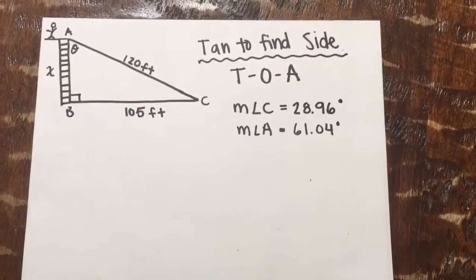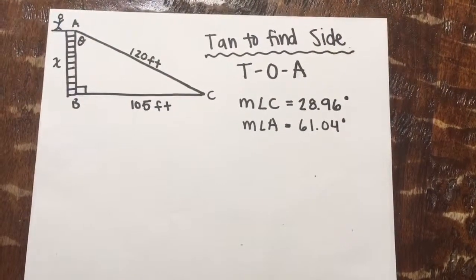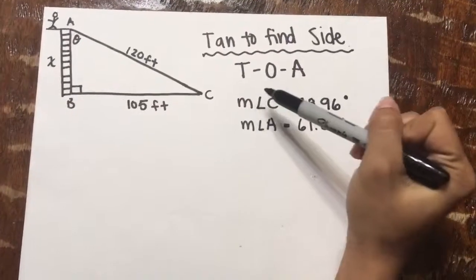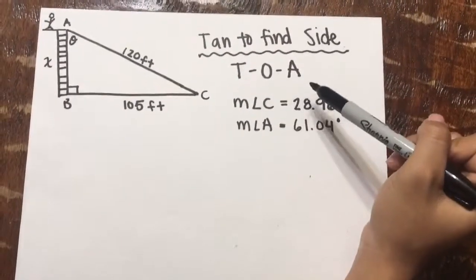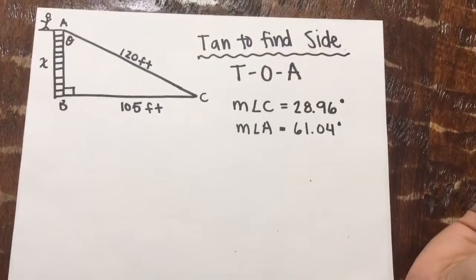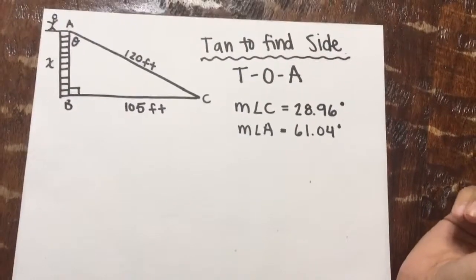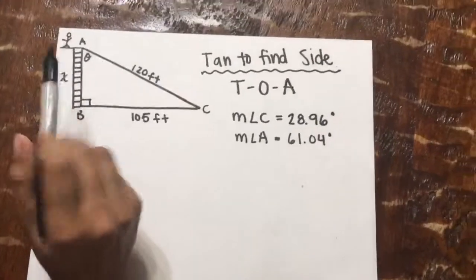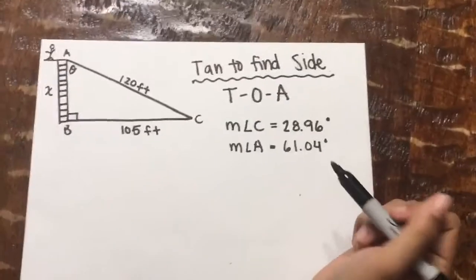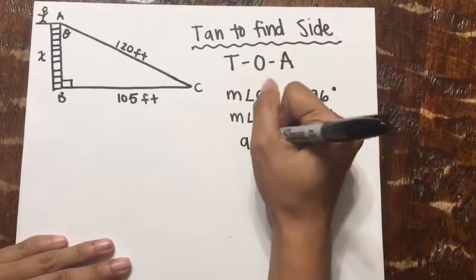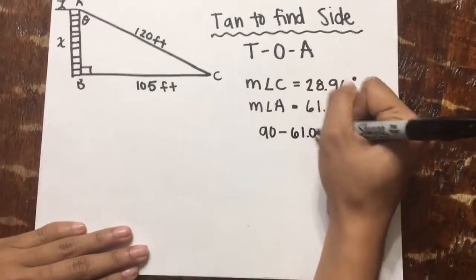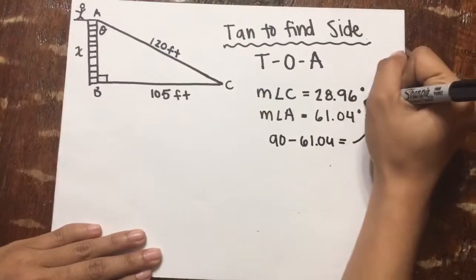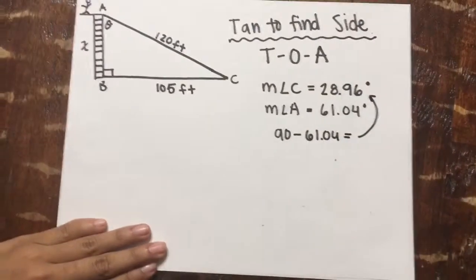Okay, so the next step that we're going to be doing is tan to find side. So that means we're going to use tangent equals opposite over adjacent. Previously, in the first step, we used sine to find out that m angle A is equal to 61.04. And then we found m angle C by doing 90 minus 61.04, giving us m angle C.